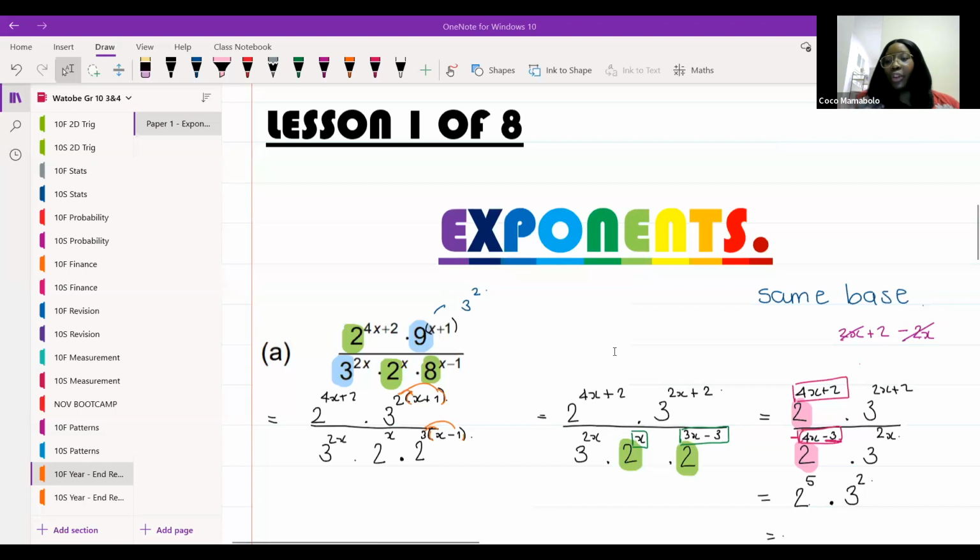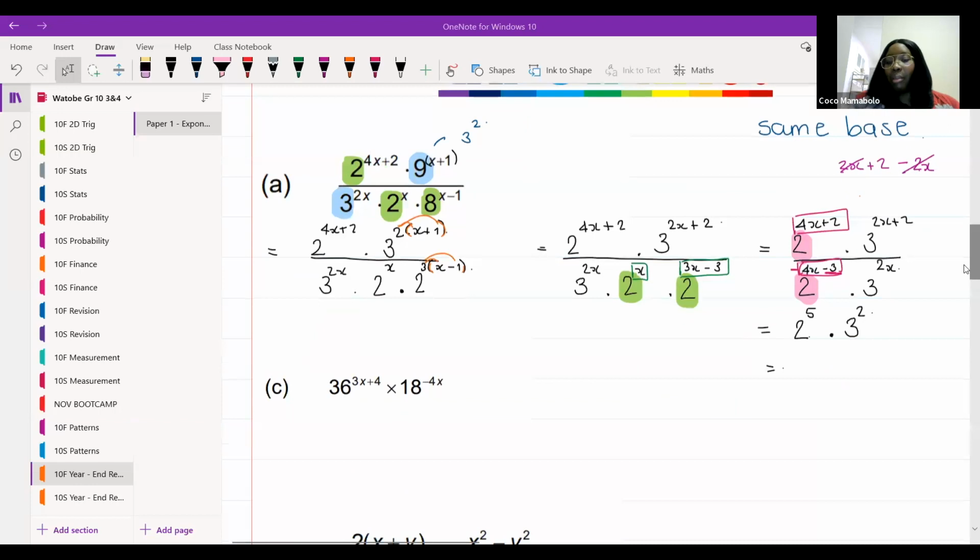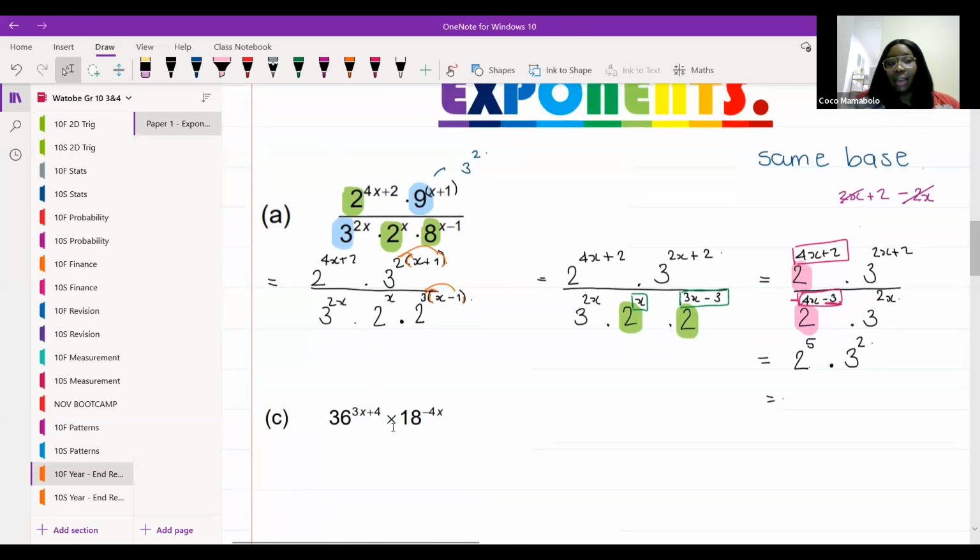Okay, for those of you who are with me, here is your next sum. Now, remember, none of these look the same. So I want you guys to make sure that when we are comparing these things, they have the same base. That is your first step.